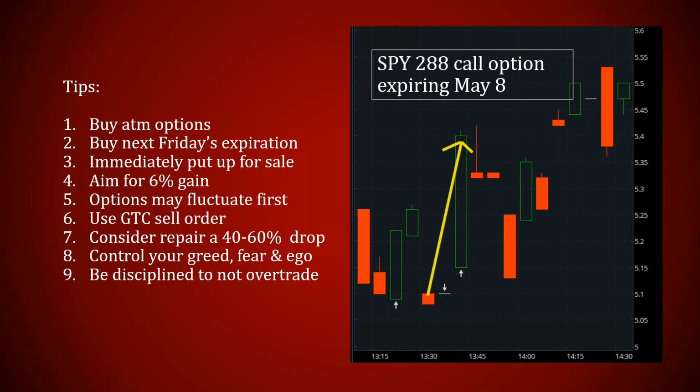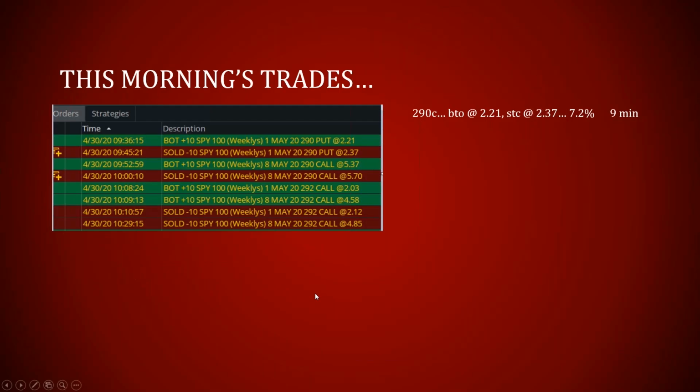Use a GTC sell order, good till cancel. That way, like I mentioned, if the market turns on you, not a problem. And consider a repair only if you're down about 40 to 60%. Control your greed, fear, and ego, and be disciplined to not overtrade.